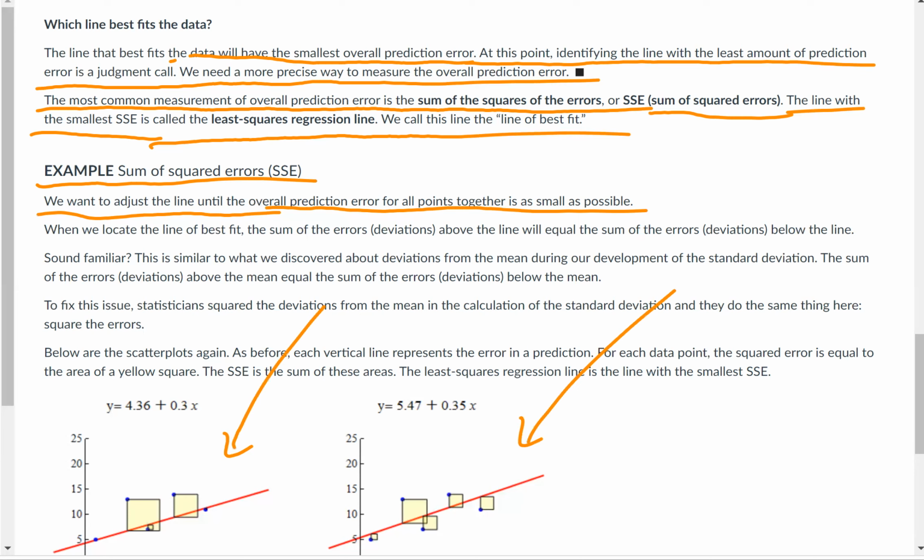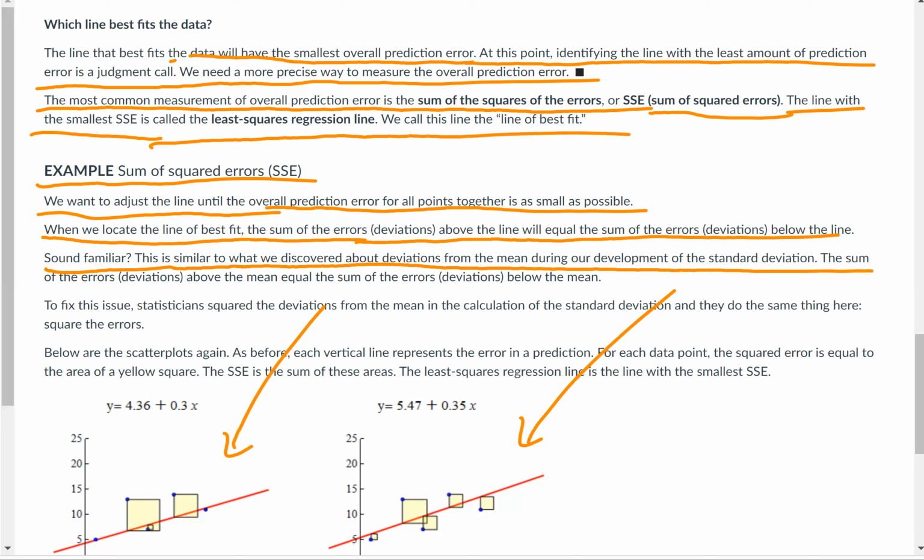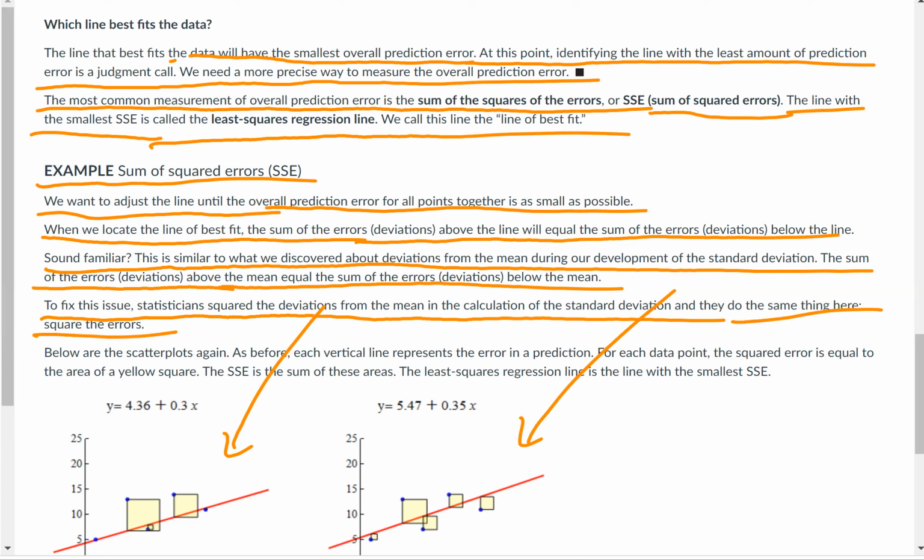When we locate the line of best fit, the sum of the errors or deviations above the line will equal the sum of the errors or deviations below the line. Does that sound familiar? This is similar to what we discovered about deviations from the mean during our development of the standard deviation. The sum of the errors or deviations above the mean equal the sum of the errors or deviations below the mean. To fix this issue, statisticians squared the deviations from the mean in the calculation of the standard deviation, and they do the same thing here: square the errors.